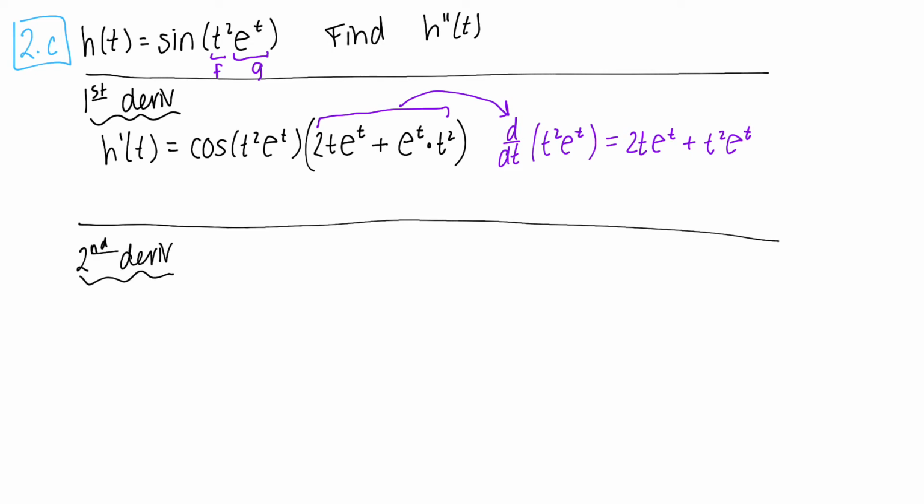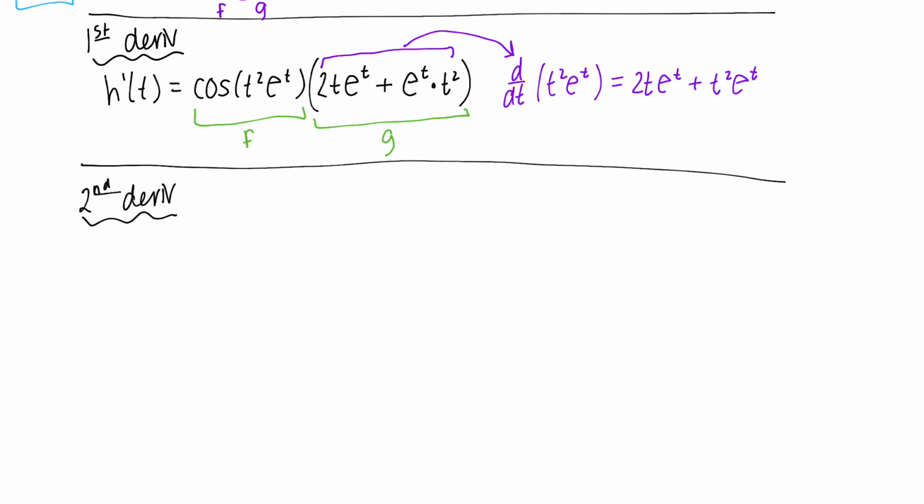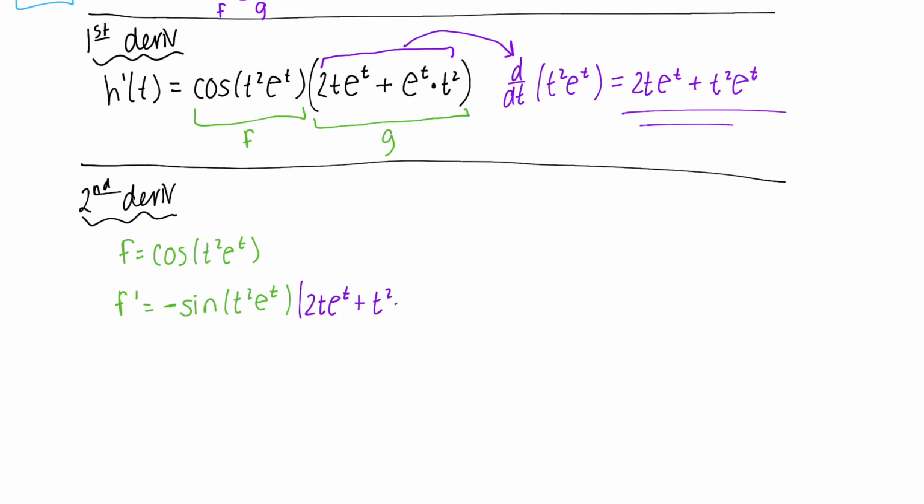So for the second derivative, we are looking at product rule. f is cosine of t squared e to the t. F prime will be negative sine t squared e to the t, and then it's the derivative of t squared e to the t, which we already found. It's right here. 2t e to the t plus t squared e to the t.